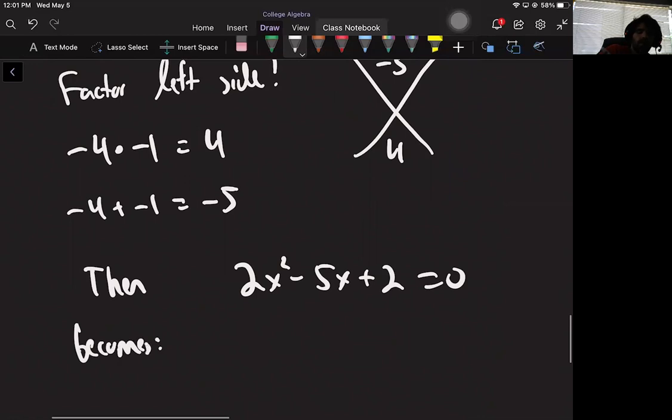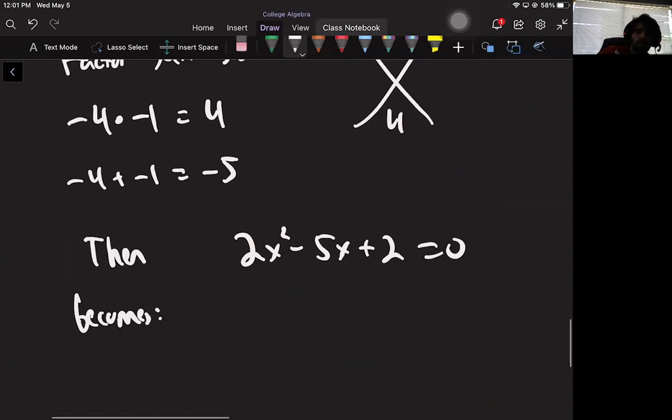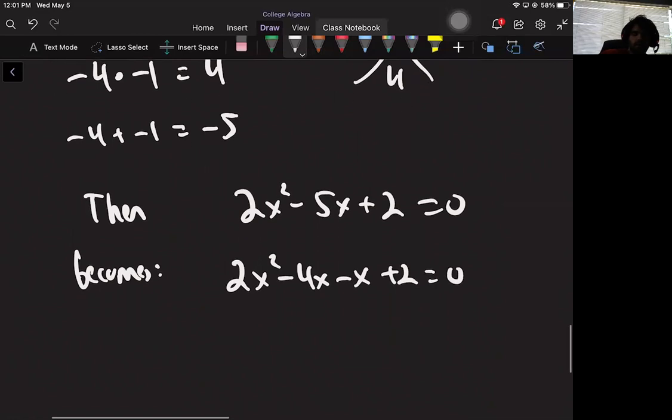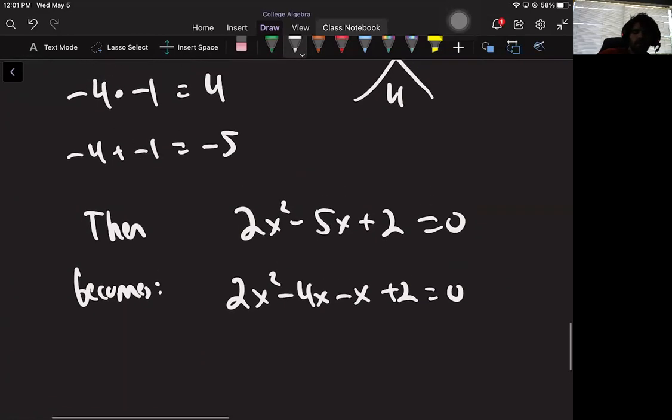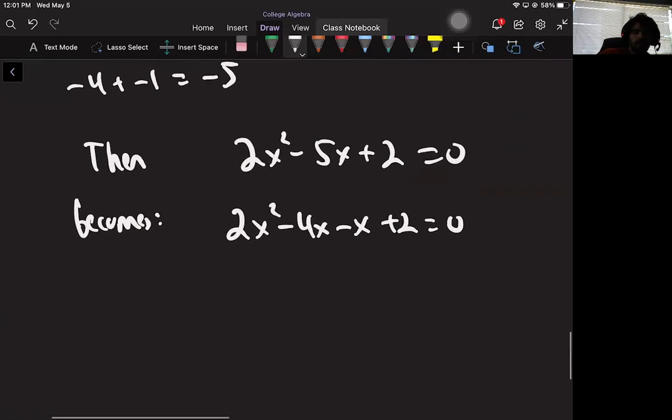I just replace the middle negative 5x with minus 4x and minus 1x. So it still equals 0 the whole time. So I have an equation that I'm solving. So I'm going to keep that 0 there the whole time as I work on the left side. And then I factor by grouping.